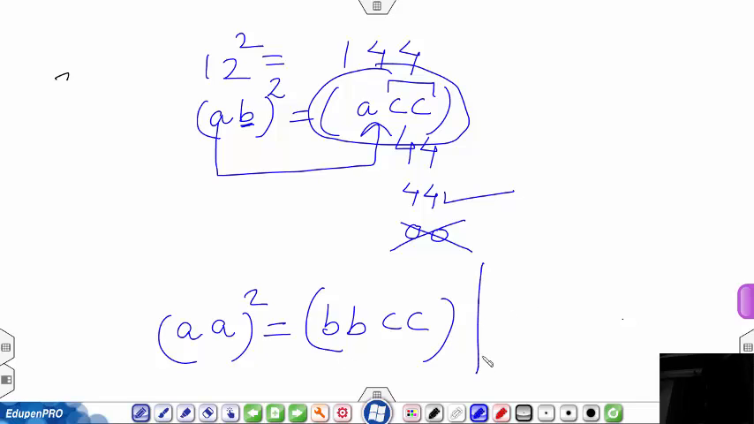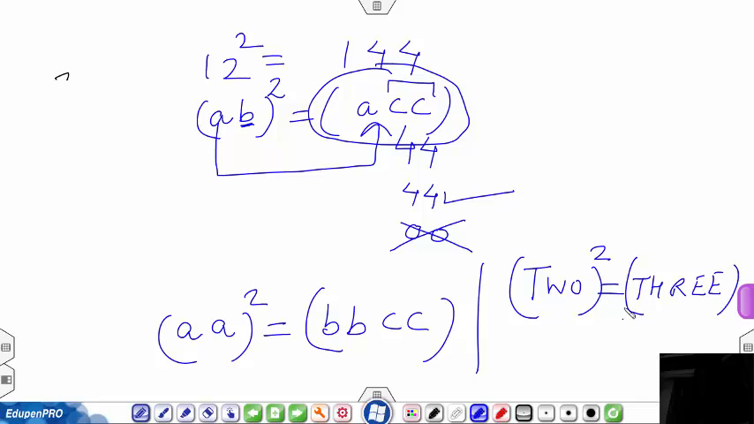One more question for your homework, write it down. TWO square is equal to THREE. Don't worry, I'm not saying 2 square is 3. It is a 3-digit number with TWO representing a unique digit whose square is a 5-digit number whose last two digits are equal, and the first digit of that square matches with the first digit of this given number. You need to tell me the value of all these digits, right? Similarly, for this also you need to tell me the value of A, B and C. They are all representing unique digits.